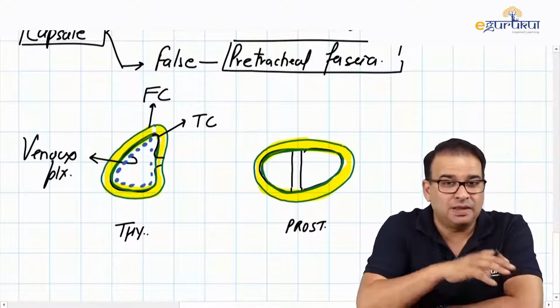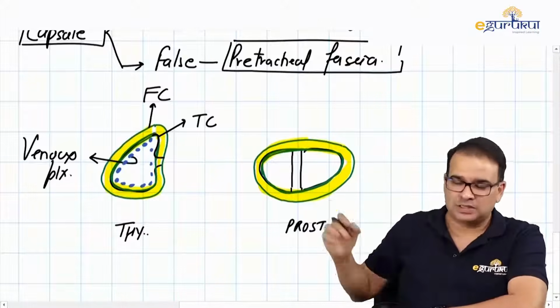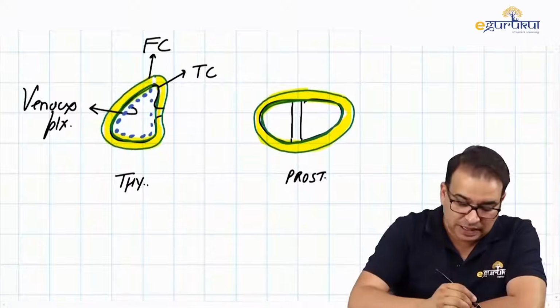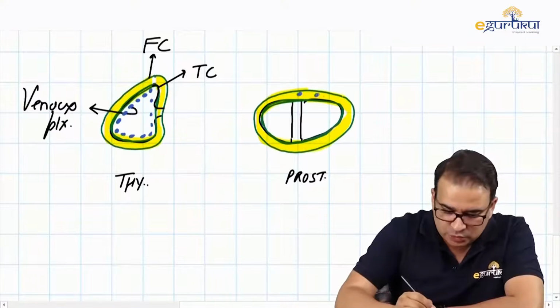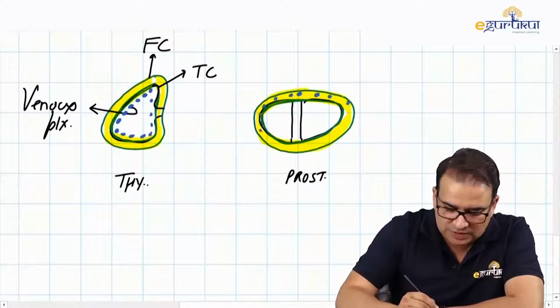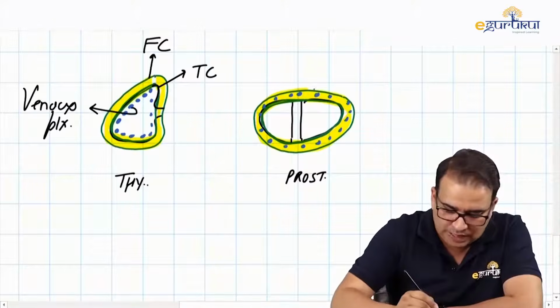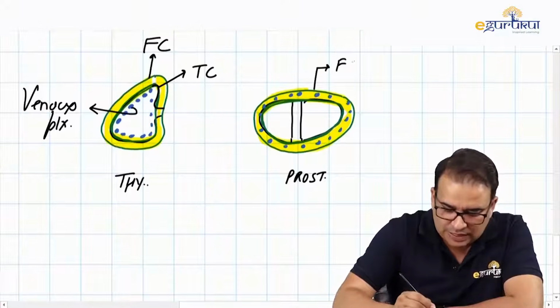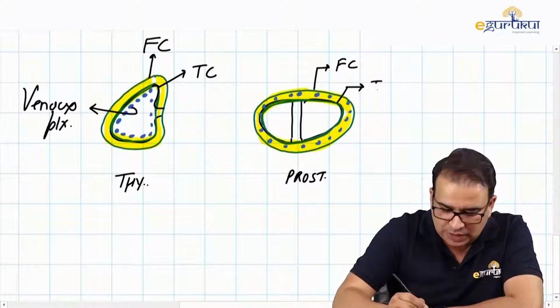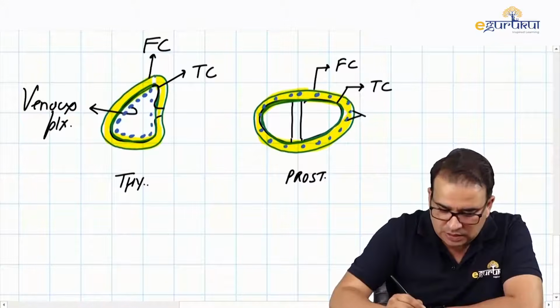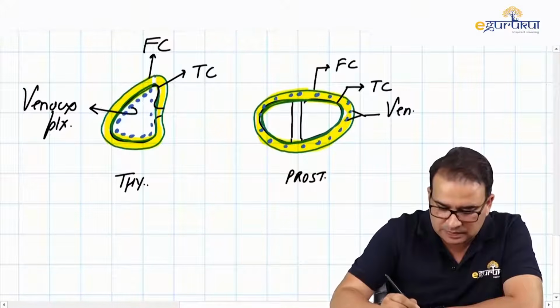But that's not the same thing that we have in the prostate gland. We have a true and false capsule, and the venous plexus is present between the two. The vesicular venous plexus, which continues around the prostate gland also. So that venous plexus is present between the true and false capsule. Once again, this is the false capsule outside, this one is a true capsule, and this is the venous plexus.